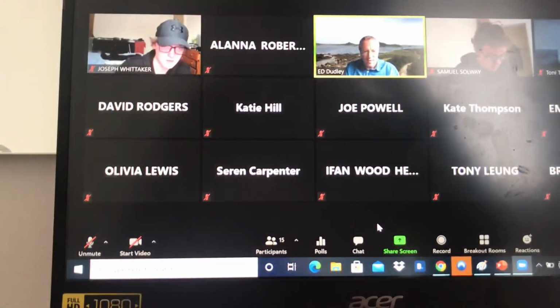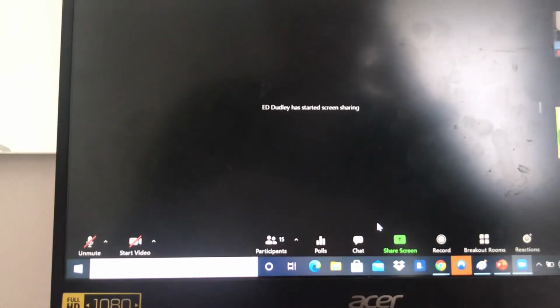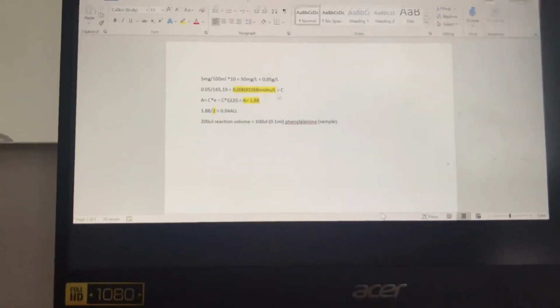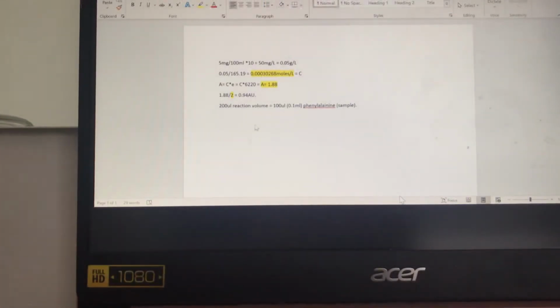Now then, if we go here, we're starting off here then. This is our concentration of phenylalanine. Okay, this is the maximum concentration. So we said it was 0.0000303, I'm going to call it, moles per liter.